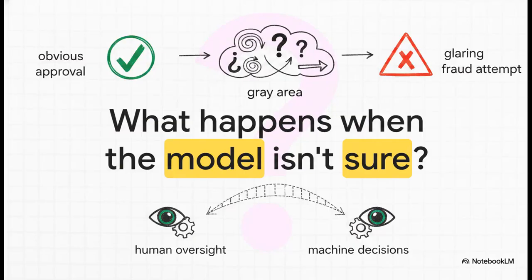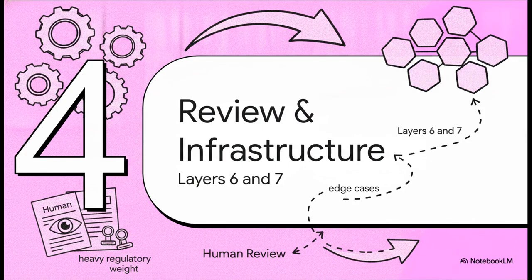But here's a really important question that pops up in any automated system. What happens when the model just isn't sure? What happens in that murky gray area between an obvious approval and a glaring fraud attempt? This bridges the gap between machine decisions and the absolute necessity for human oversight. That perfectly bridges us into Phase 3, Section 4, Human Review and Infrastructure, covering Layers 6 and 7.